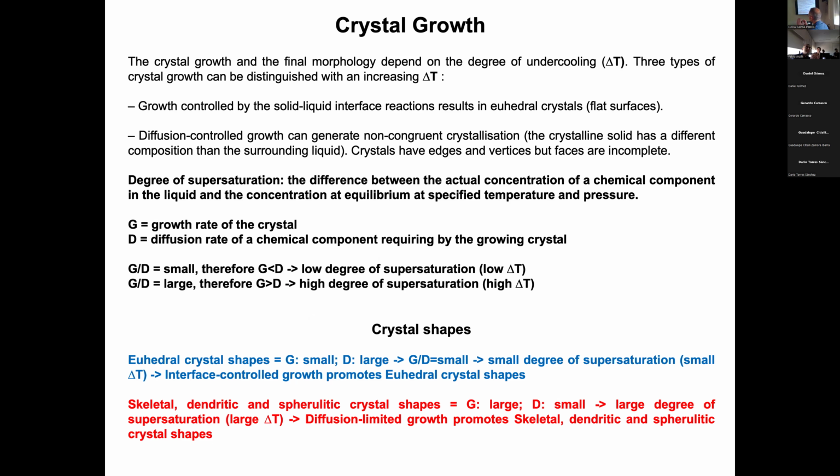And then a diffusion control growth, or diffusion limited growth, that can be promoted by a very fast growth, and diffusion rate is not fast enough as the growth. Okay, so therefore at the end this will result in skeletal, dendritic, spherulitic shapes.